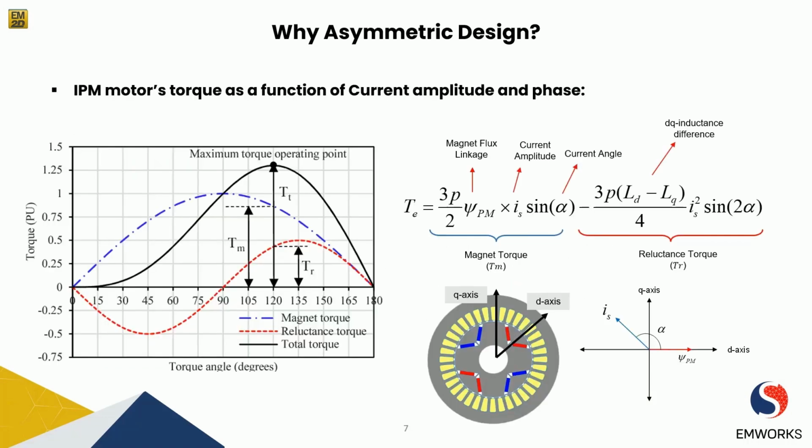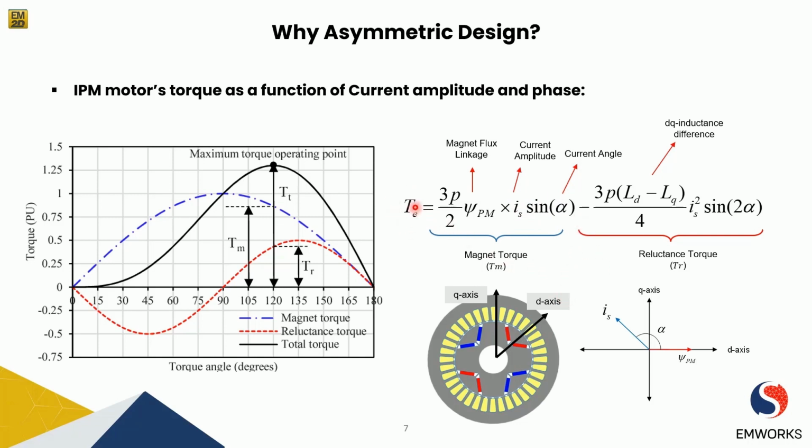Also, we can describe the torque characteristics of the machine, especially the synchronous machines. Here, for instance, we have the IPM motor's torque as a function of current amplitude and current phase. Here we have the equation. Let me use my laser pointer to help you have a better understanding. Here, this is the very famous formula describing the performance of the machine as a function of current amplitude and also the current angle or phase angle.